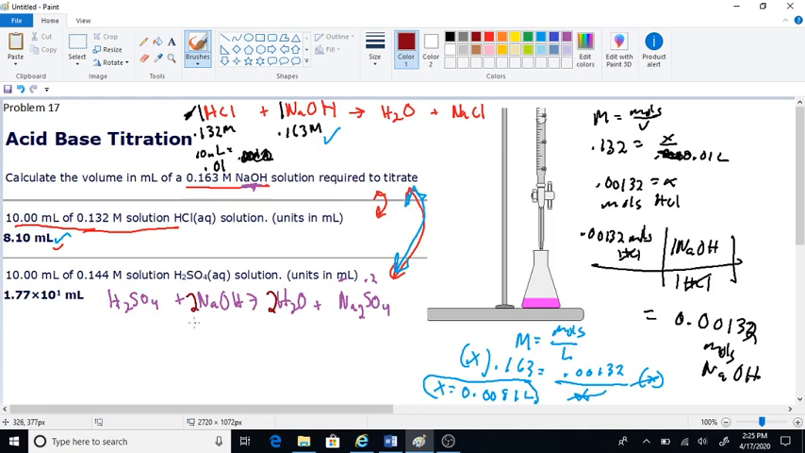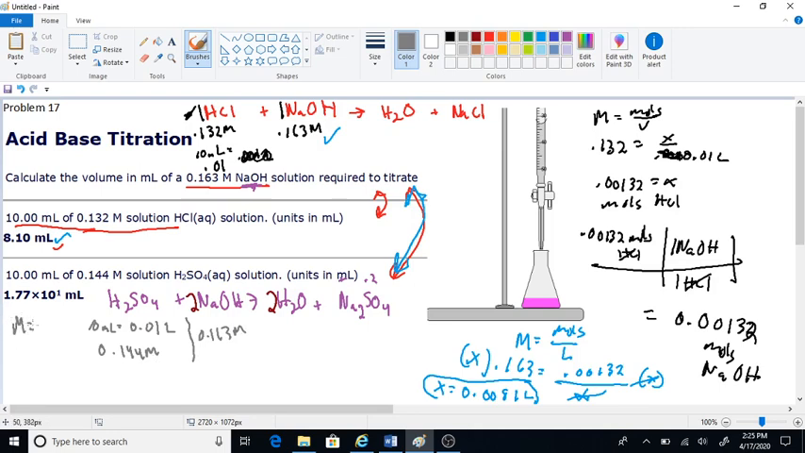So now we take stock of what we have again. These two go with this, so it is 10 milliliters again, which is 0.01 liters. Didn't screw it up that time. And it is a molarity of 0.144 M. Over here, we have, once again, the 0.163 molarity. Now it's going to be solved the same way. Fill into your molarity formula.